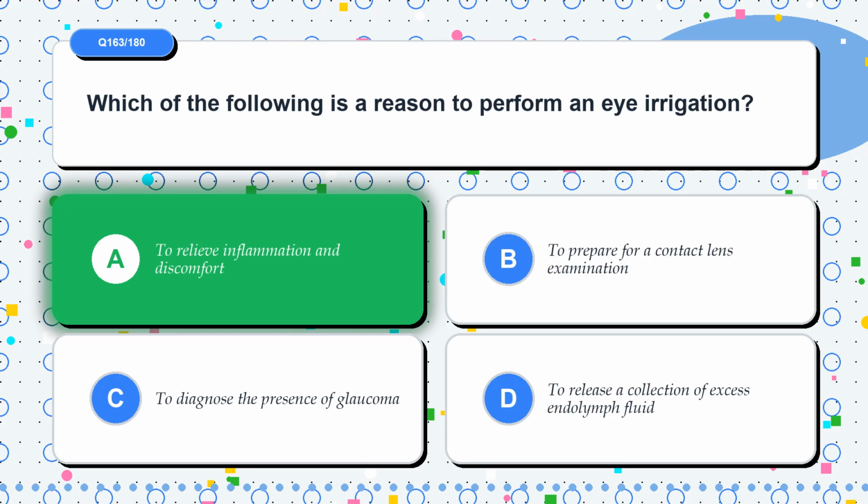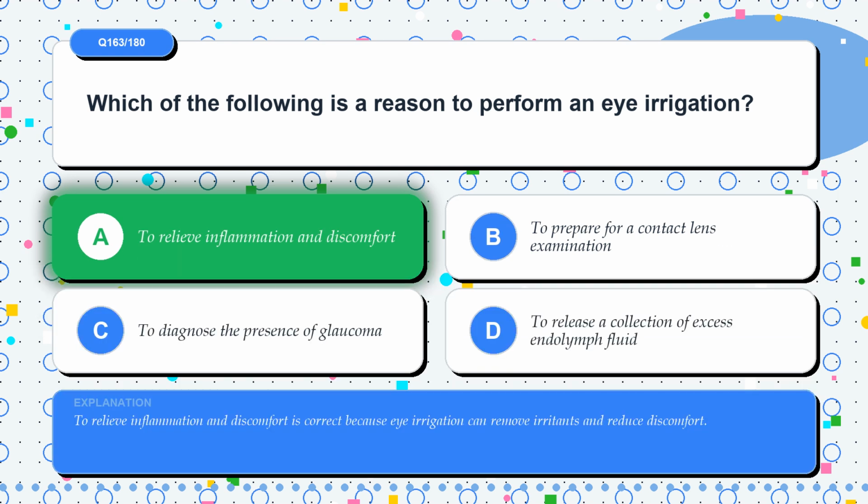The correct answer is option A, to relieve inflammation and discomfort. To relieve inflammation and discomfort is correct because eye irrigation can remove irritants and reduce discomfort.